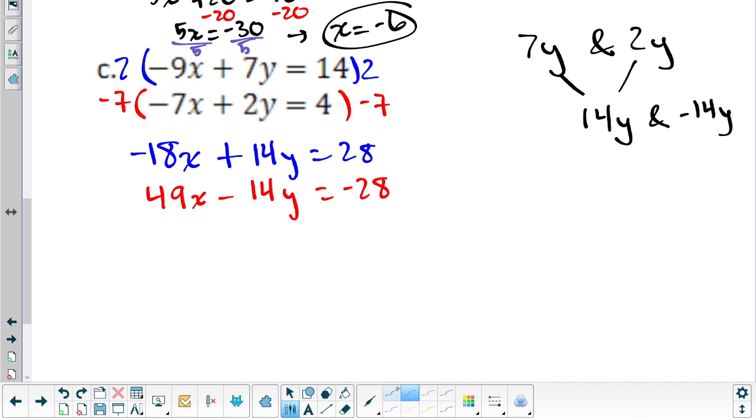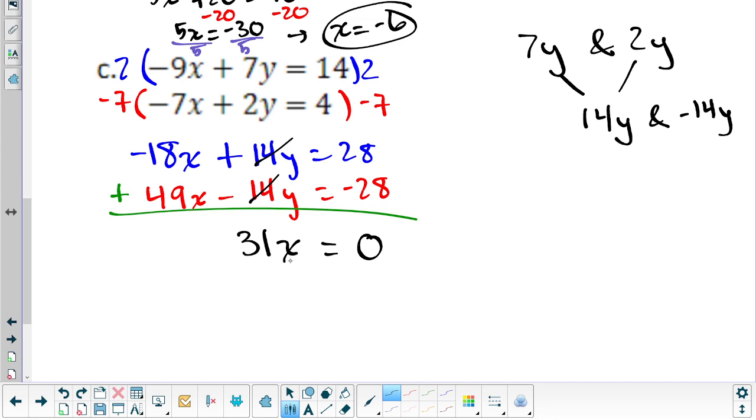Yeah, that's right. So now what I'm going to do is just add these equations together. Even though I have some big x values, my y's are going to cancel. And then something else is going to cancel too, which is nice, okay? So my y's go away, and on the right side, 28 minus 28 is 0. And negative 18x plus 49x is 31x. Remember, you're going to have access to a calculator too if you need.